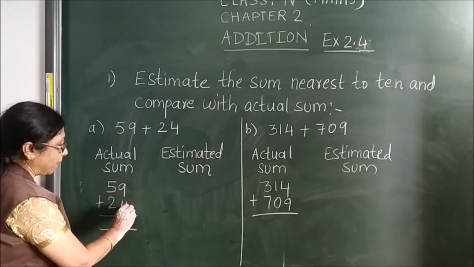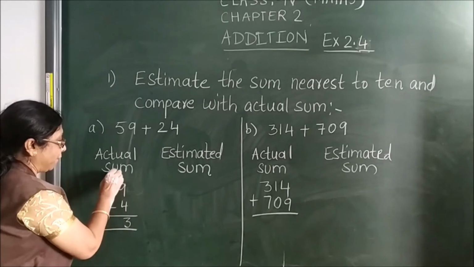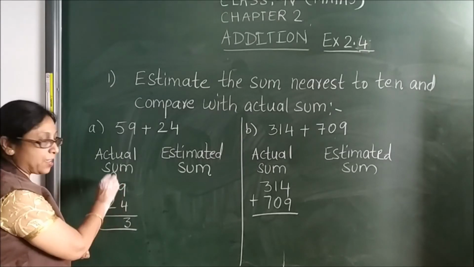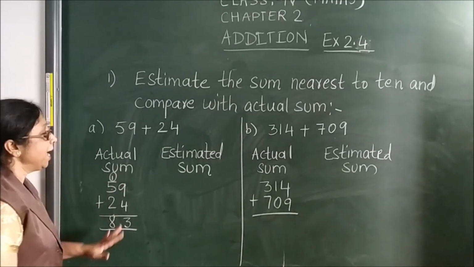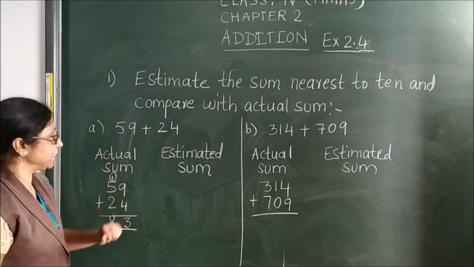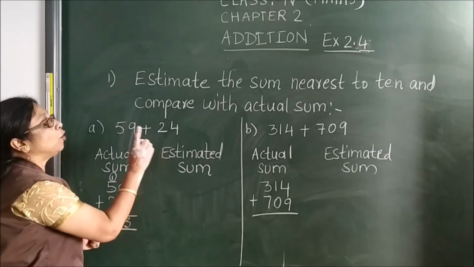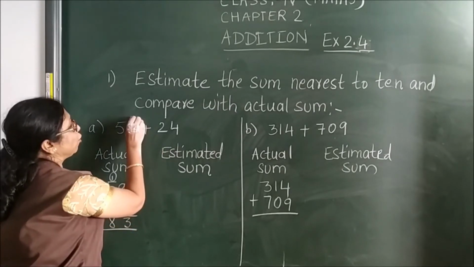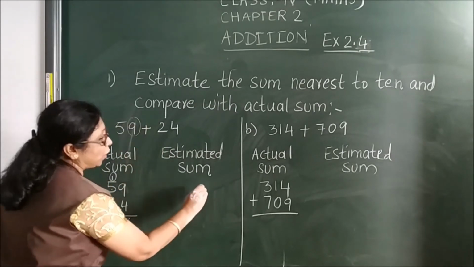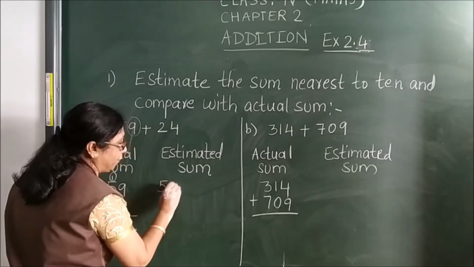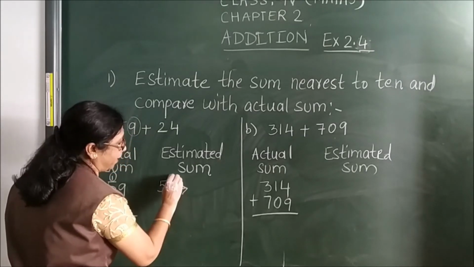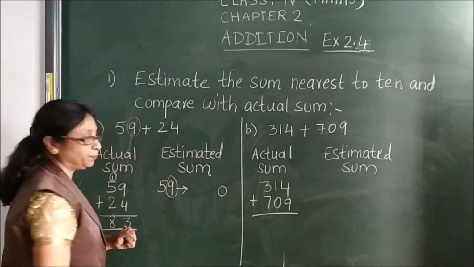Okay, 9 plus 4, 13, carry 1, 5 plus 2, 7, 7 plus 1, 8. Okay, this is actual sum. Now for estimate, what you have to do, round up nearest to 10. For 10, how many zeros in 10? 1. So if you have to estimate, you write here 0.